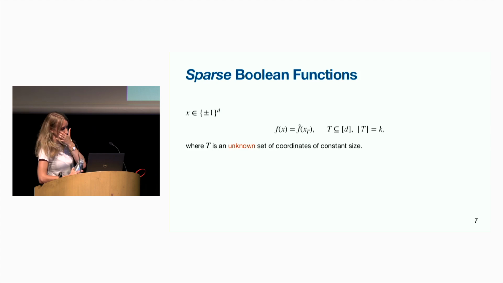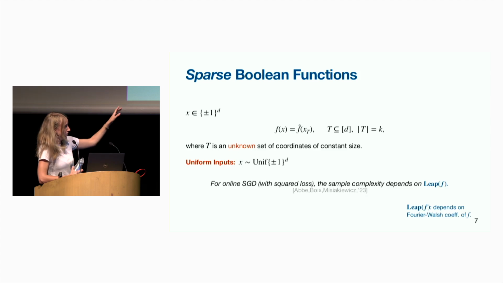These are functions where the low dimensionality is expressed in terms of number of relevant coordinates. So basically, we assume that the target depends only on a small set of coordinates of constant size. Similarly to before, there are some works that consider uniform inputs and show that the complexity depends on f, in particular on the leap complexity, which is a measure that depends on the Fourier-Walsh coefficients of f.